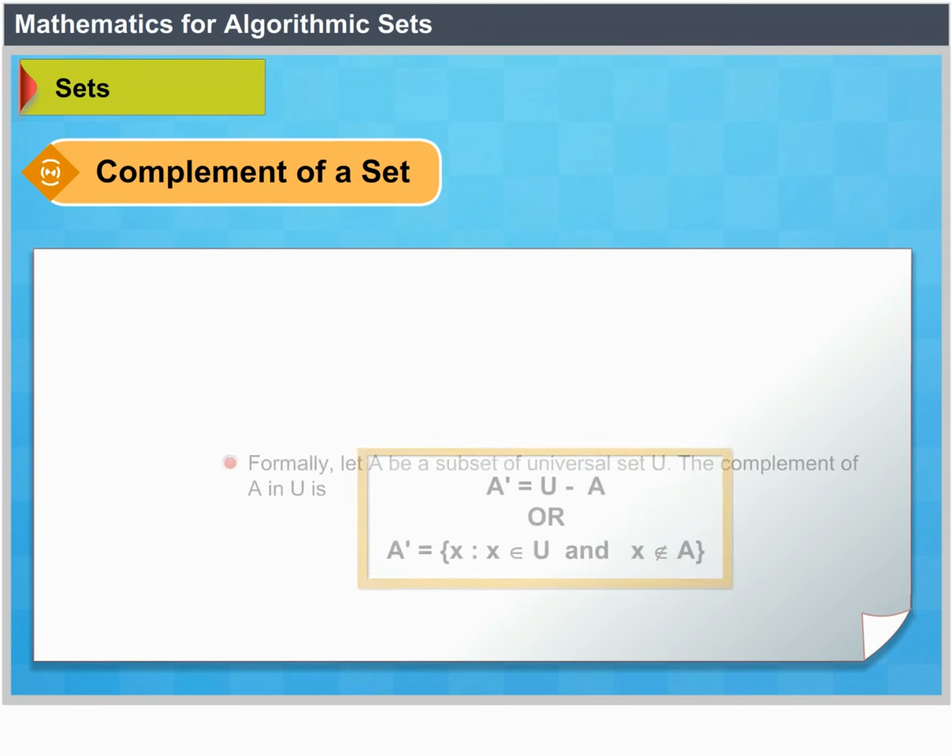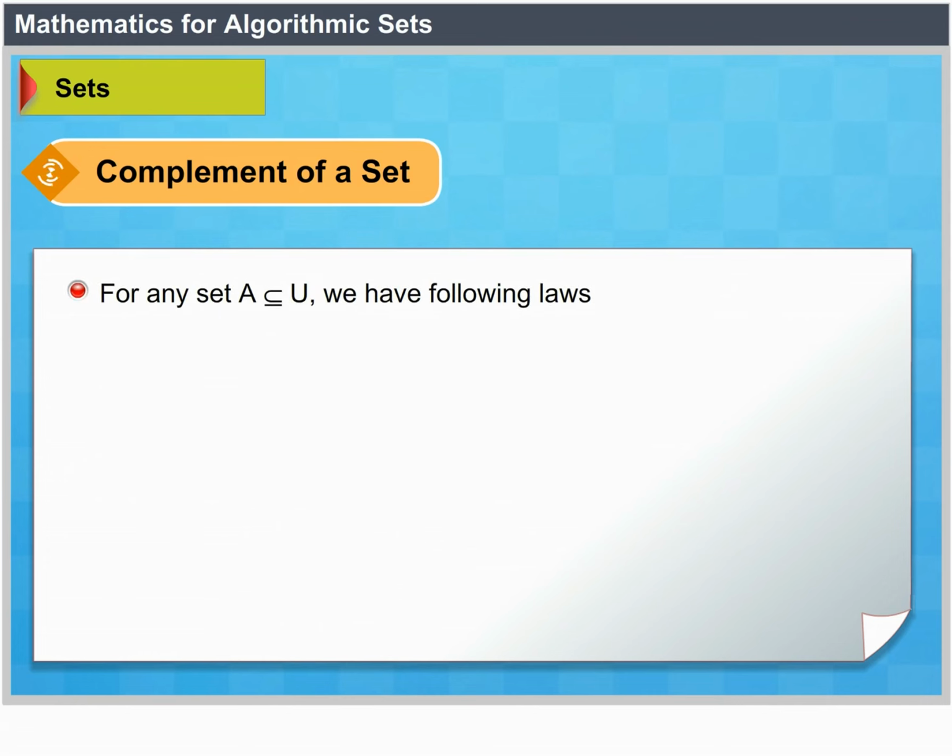For any set A that is a subset of U, we have the following rules or laws. (A′)′ is equal to A. A intersection A′ is equal to null or phi. A union A′ is equal to the universal set, which is represented as U.